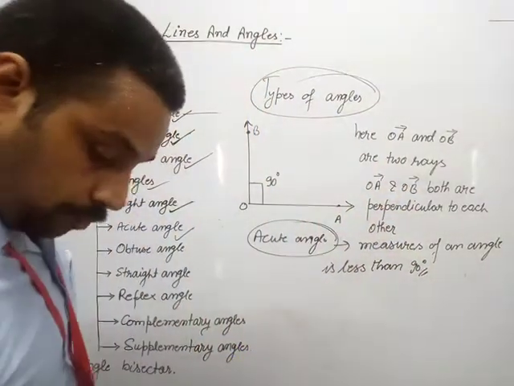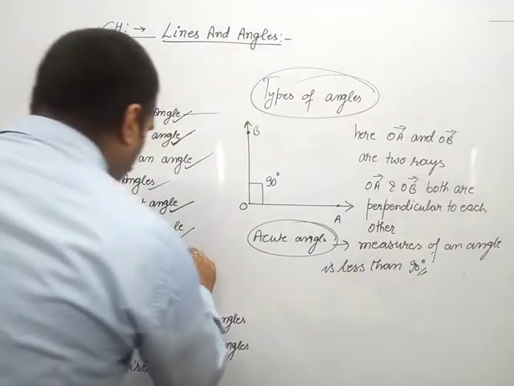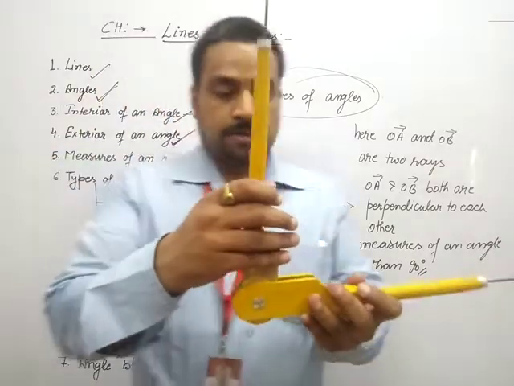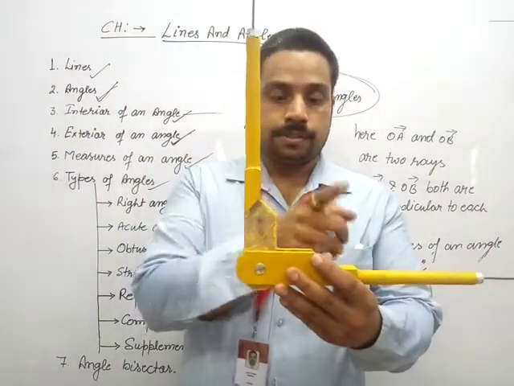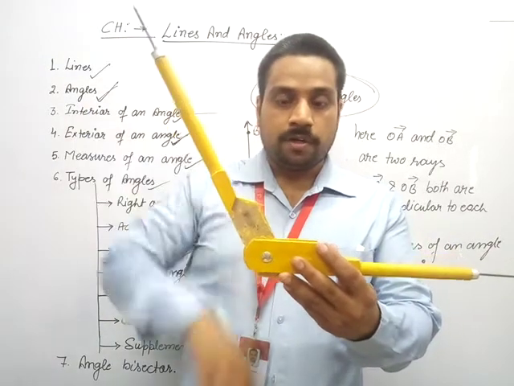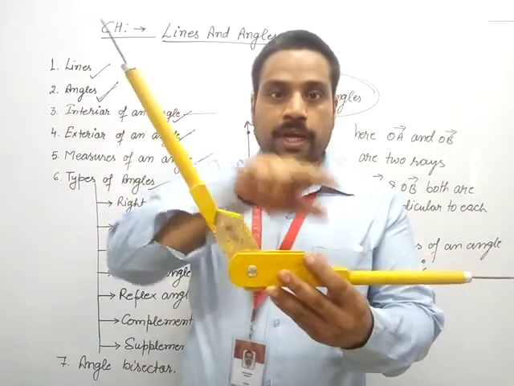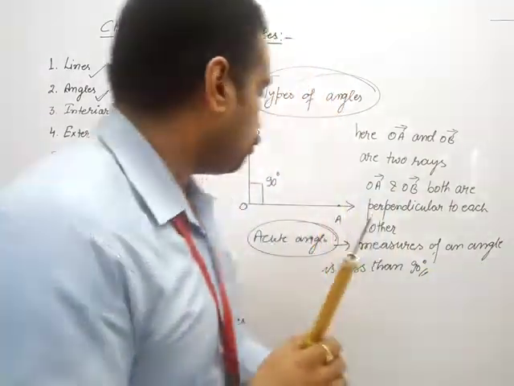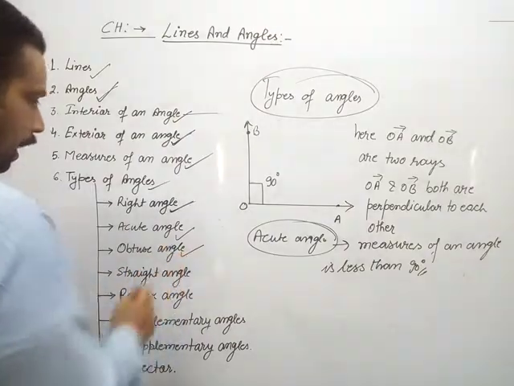And now I am going to explain to you about the obtuse angle. So what is an obtuse angle? Now see, once again here, this is 90 degrees and I am going to bend this one. So what happened? This angle is more than 90 degrees. So this is going to be an obtuse angle.